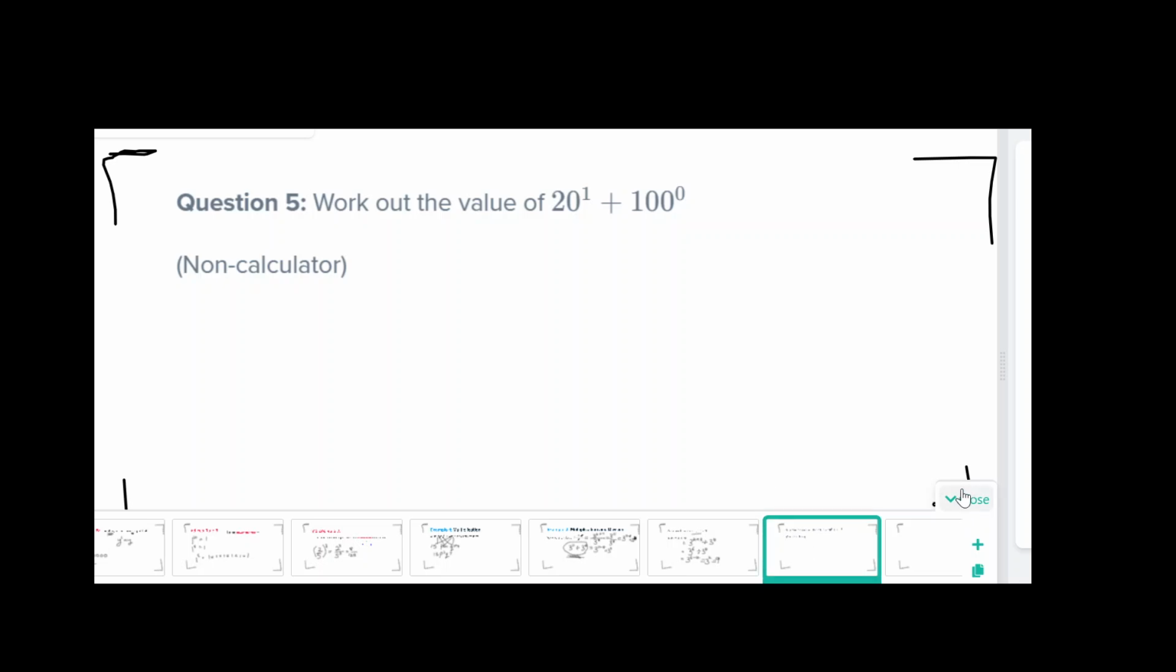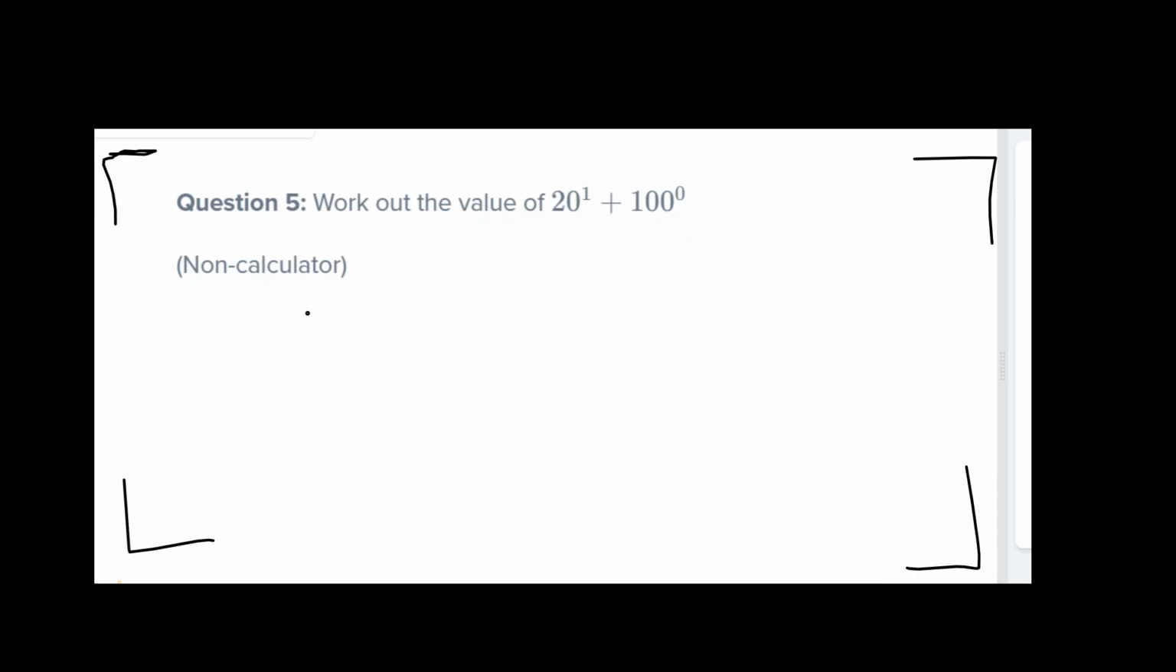And finally, let's try this one. Work out the value of 20 to the power of 1 plus 100 to the power of 0. So if you remember our rule earlier, anything to the power of 1 is itself. I'll write down 20 plus anything to the power of 0 is 1. Okay, so 100 to the power of 0 is 1. And that gives us 20 plus 1. The final answer is 21.